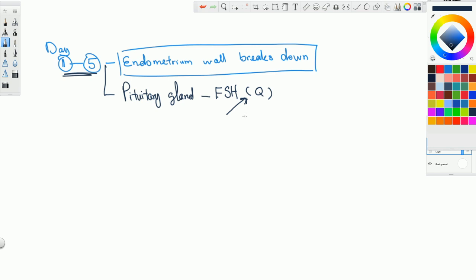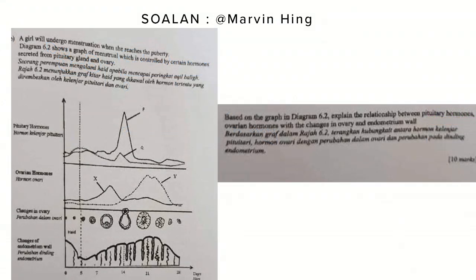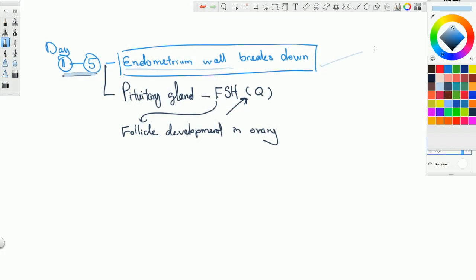Why this hormone increase? Answer is to stimulate follicle development in ovary. Okay, so the follicle development in ovary, you can look at the last graph just above the endometrium wall there. Okay, so let's say you can mention what happened one by one. Day 1 to day 5, again, day 1 to day 5 here. Endometrium here break down, means you can see the endometrium become thinner and thinner. This actually having period is 1 point.